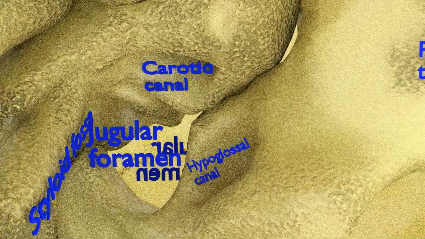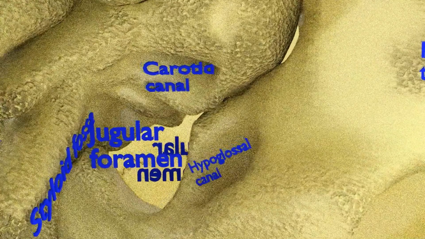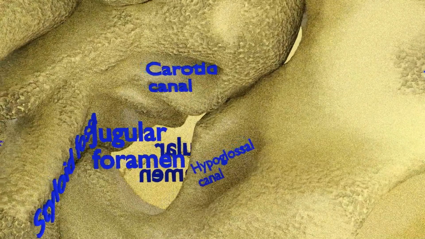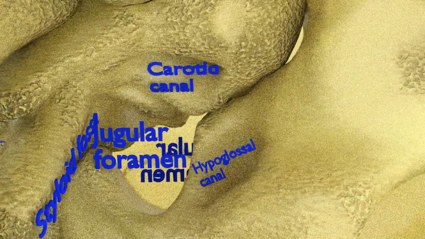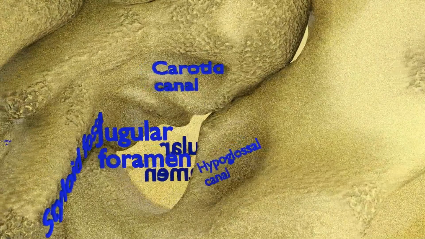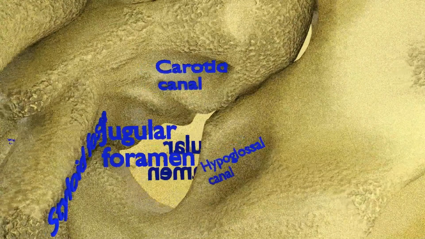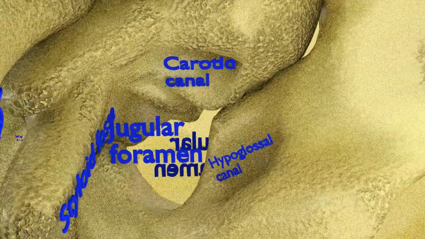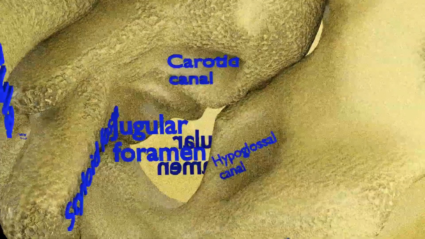Near jugular foramen, you can visualize hypoglossal canal and carotid canal. Hypoglossal canal gives passage to hypoglossal nerve, that is the 12th cranial nerve, and carotid canal gives passage to internal carotid artery and sympathetic nerve plexus.